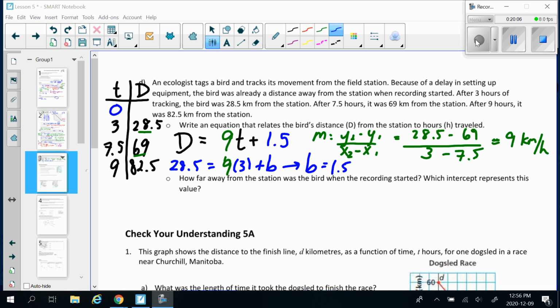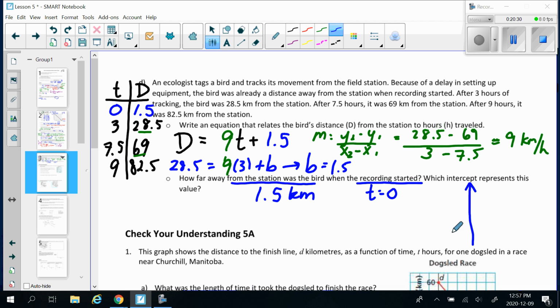So what we know here is that B is 1.5. That is the d-intercept or the y-intercept. So this is 1.5. When the recording started, that is t equals 0. How far away from the station was the bird? And that was 1.5 kilometers. Let me just sketch this out.